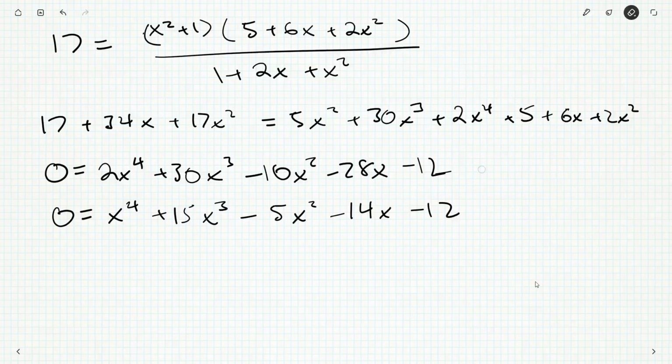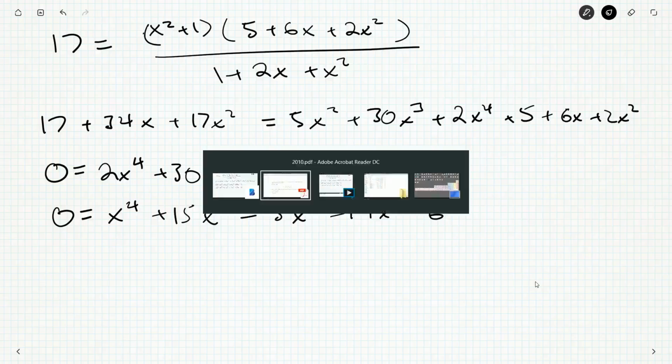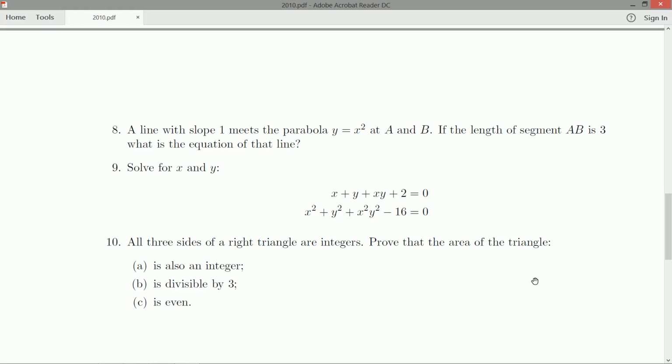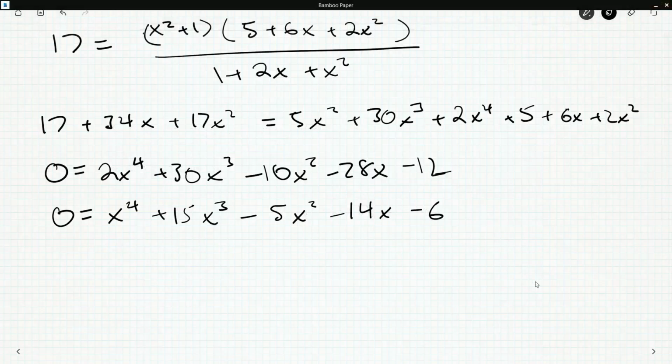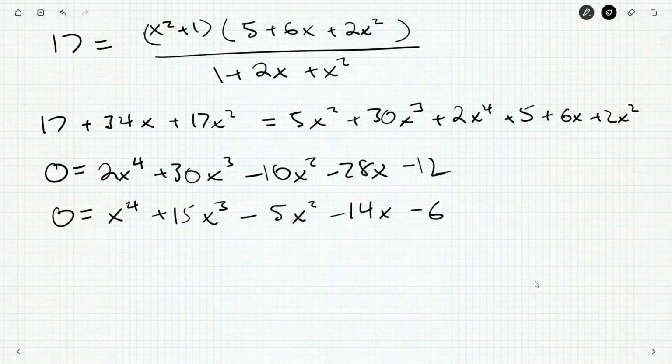That should be minus 12. And that should be minus 6. Okay, so that's a quartic equation. And I don't have the quartic formula memorized, nor should anyone, really. In theory, I guess solving this would answer. Is there anything obvious to do for this question?